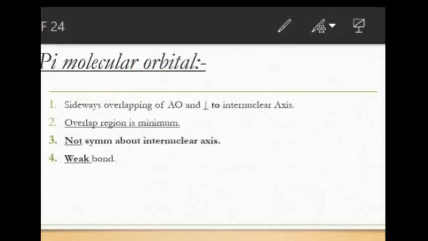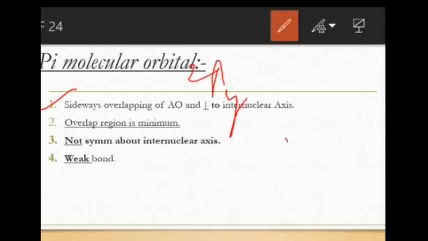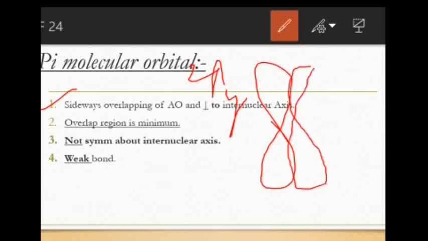Pi molecular orbital. Pi molecular orbital is formed by sideways overlapping. For example, 2py forms the molecular orbital by sideways overlapping like this, and overlapping region is minimum, and they are not symmetrical about the internuclear axis, and they form a weak bond.